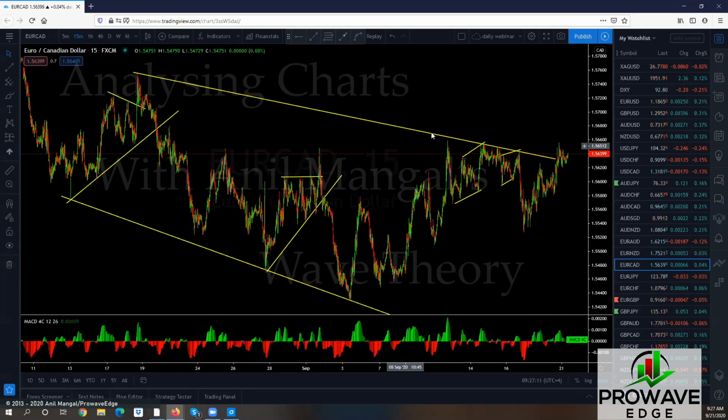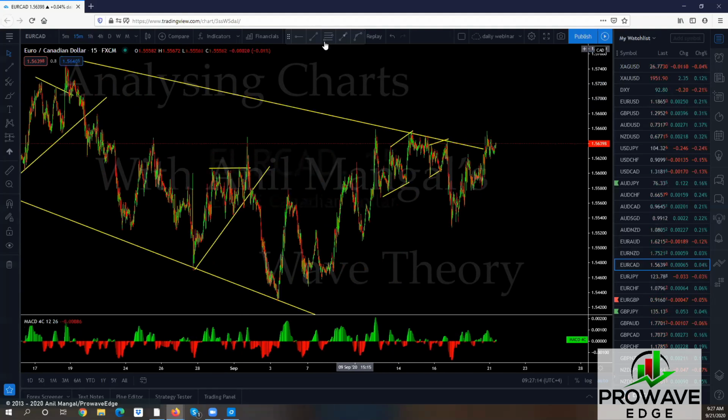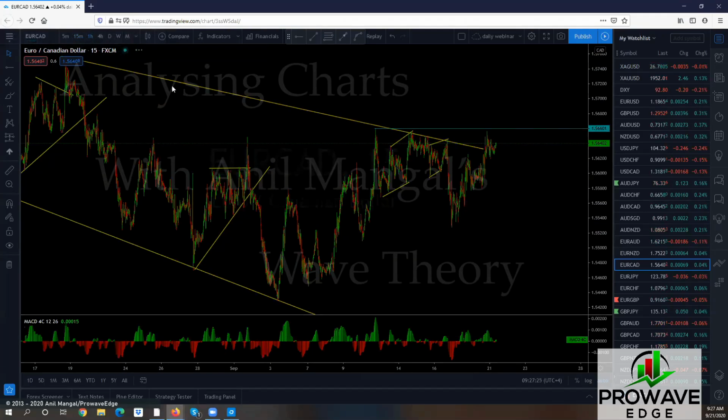Okay, so we might be breaking out of this. Let me put an entry order at the top here. Let me put a line at the top. No, we haven't broken that top as yet. We could be breaking out still though, but it's going very slow. It's not as aggressive as we'd want to trade it, right?